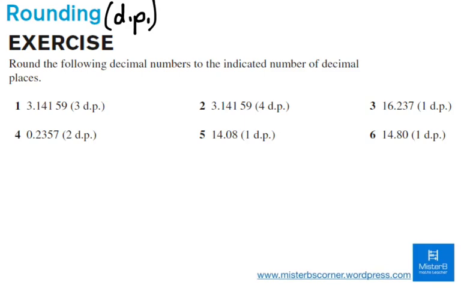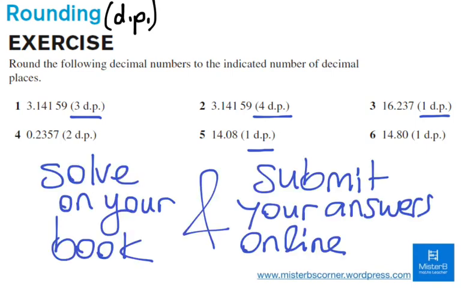Now it's your turn. In each question, the number of decimal places you're supposed to round the given numbers to is given. So you'll round the first number to 3 decimal places, and number 5 will be 1 decimal place, and so on. So solve the questions in your book and submit your answers online.